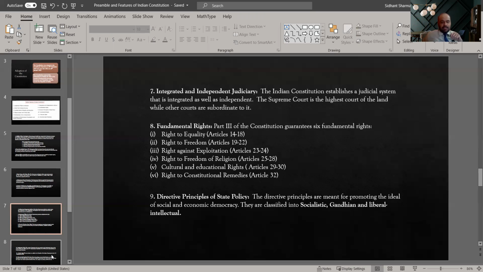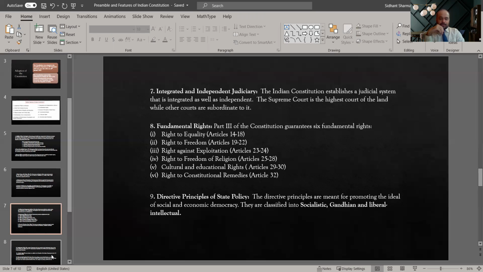I am not going further into detail because it might take a whole class, or even two classes, to study fundamental rights. So I would just provide a gist and move to the next feature of the Indian Constitution.